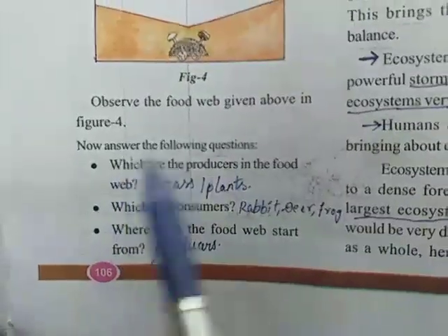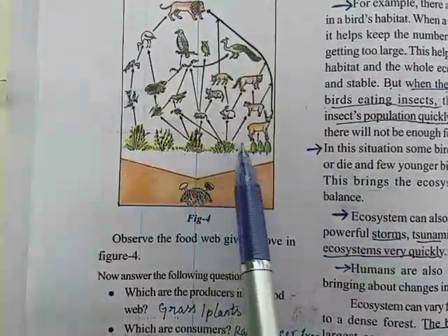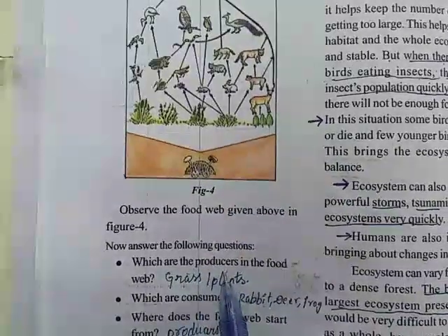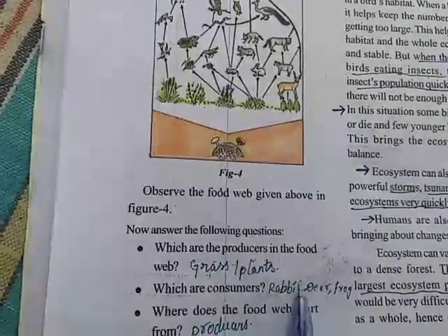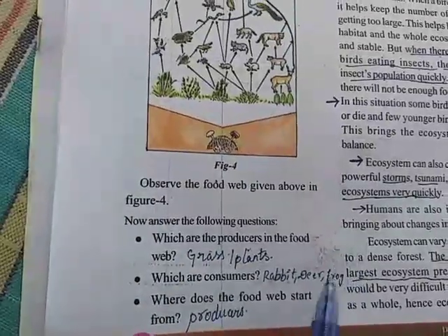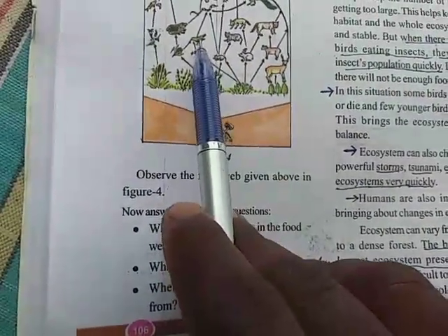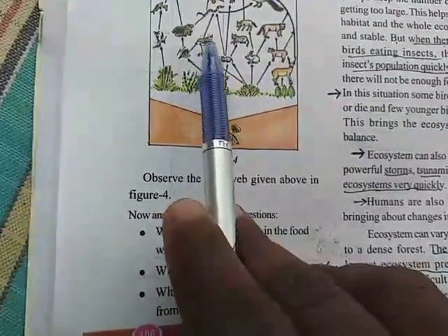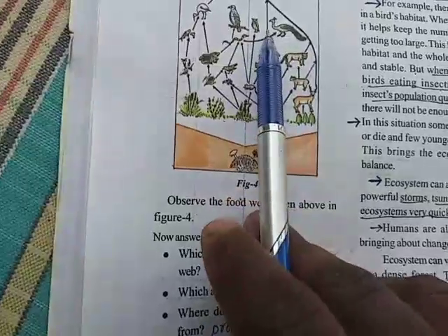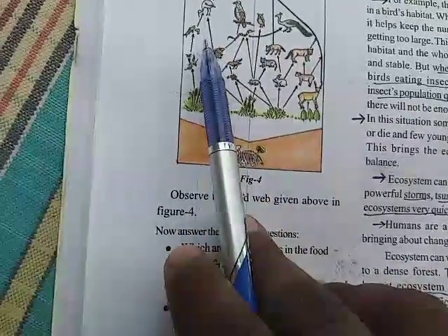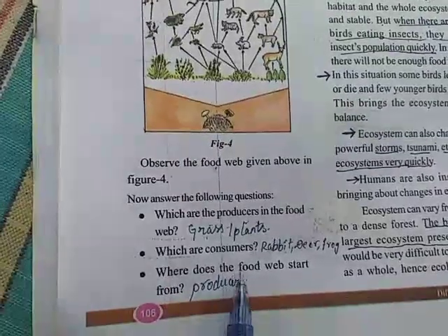Next, all of you observe these questions. Which are the producers in the food web? Plants or grass act as producers. Which are the consumers in the above food web? Some consumers we can see are rabbit, deer, rat, grasshopper, cat, frog, fox, wolf, sheep, peacock, owl, pigeon, crane, and fish. Next, where does the food web start from?